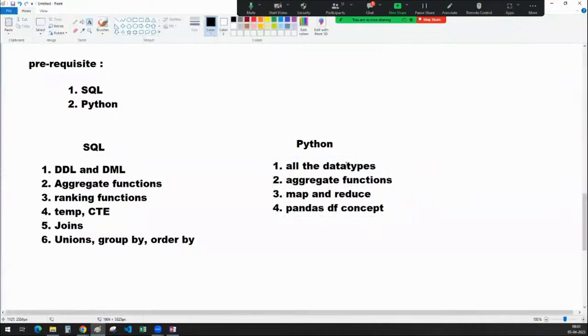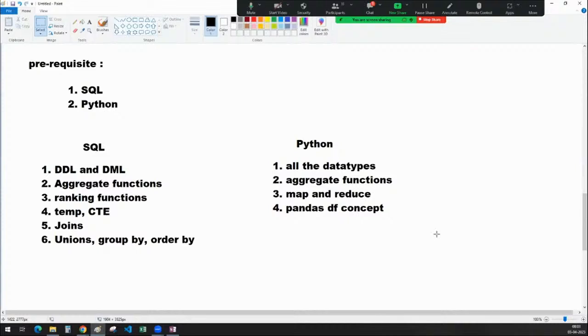All the data types, aggregate functions, map and reduce, pandas, the data frame concept, if you get to it. But the minimum basic thing I would expect is all the data types and their differences. If I say list, you should understand what a list is. If I say tuple, dictionary, or some other data type like an array, you should not be confused. You should be able to understand each and every term that I use in Python.